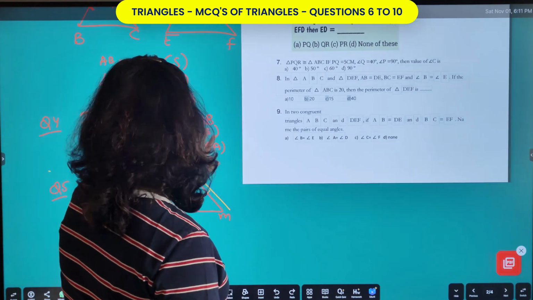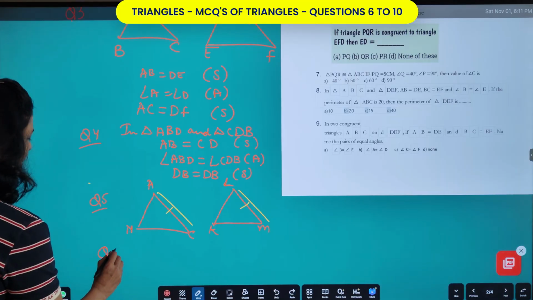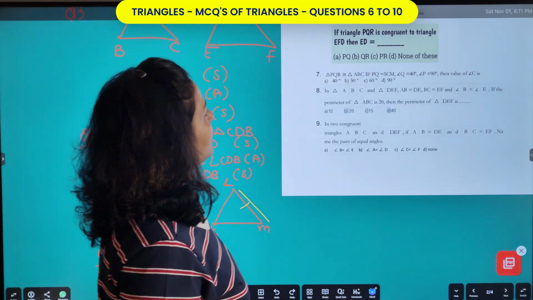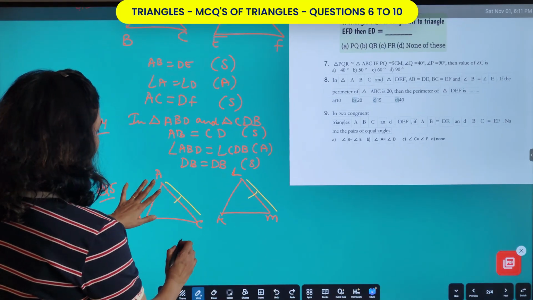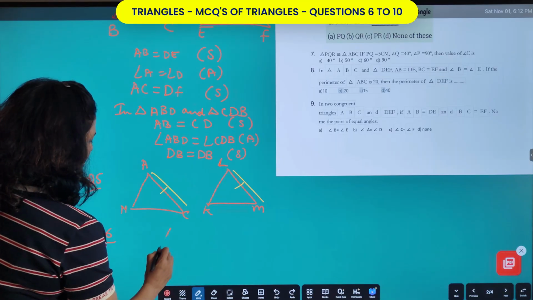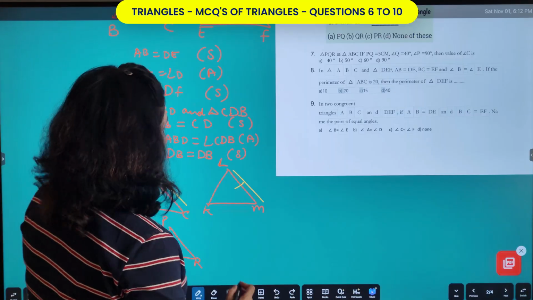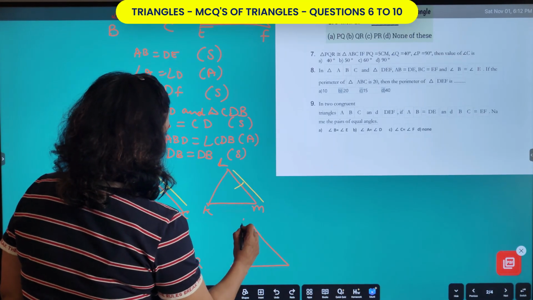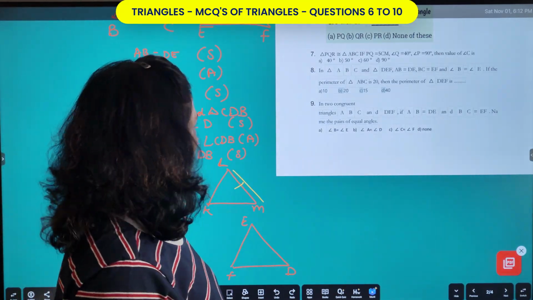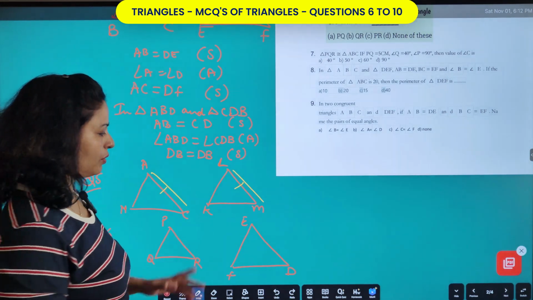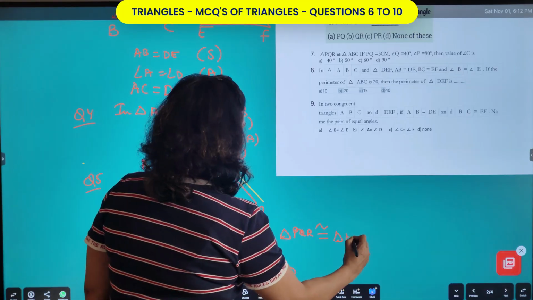Now coming to the 6th question. 6th question here: if triangle PQR is congruent to triangle EFD. So here also we'll try to make the triangle. So let's make the triangle PQR and triangle EFD. Then they are asking you. Now here also the triangles are congruent. Triangle PQR is congruent to triangle EFD.